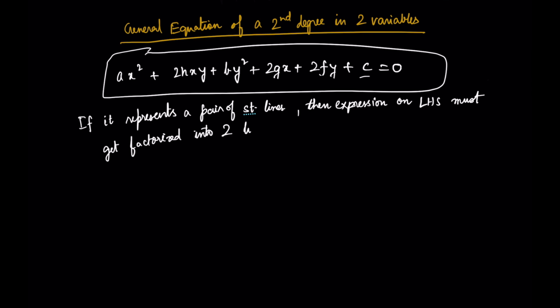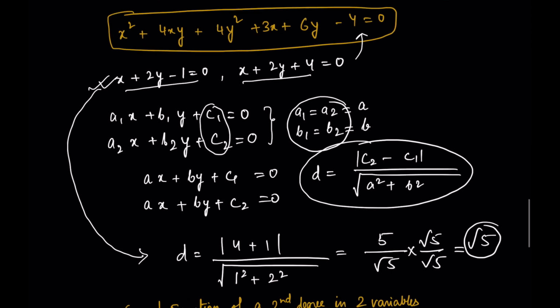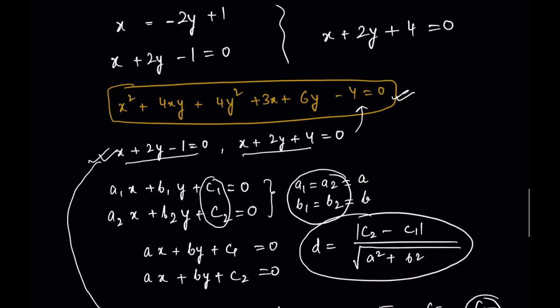into two linear expressions. Correct, students? We already saw in this question, this got factorized into two linear expressions. One expression was x plus 2y minus 1. What is the difference between equation and expression? When we equate something to a number, that becomes an equation. So x plus 2y minus 1 is an expression. x plus 2y minus 1 equals 0 is called an equation. So it's the same thing. Once you put an equal to sign and a number on the RHS, it becomes an equation.